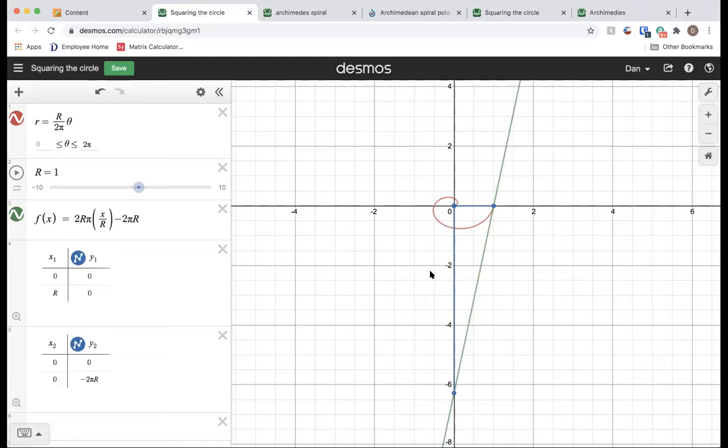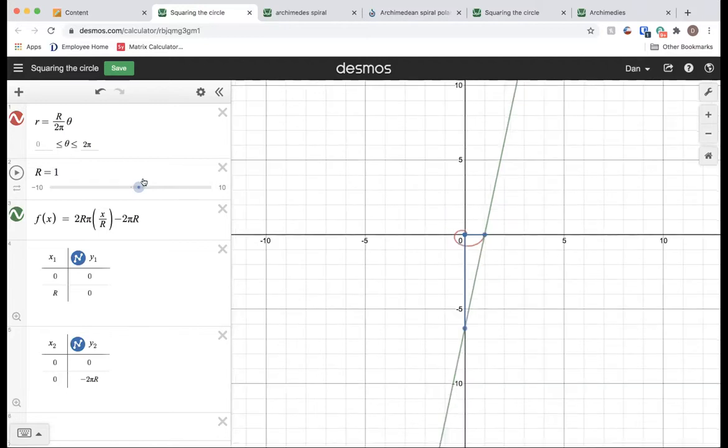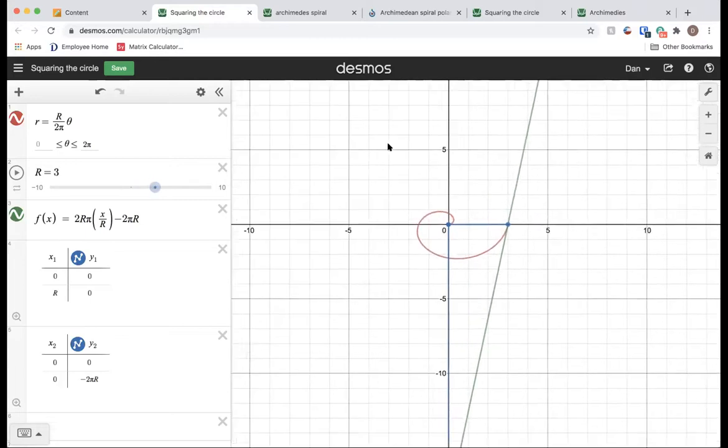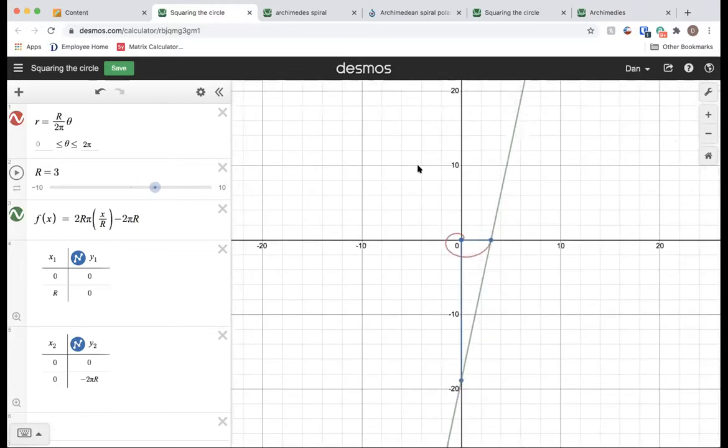Okay, and what I did is I made this so, I'm going to zoom out, just so if we vary the radius, we still have that relationship. And so if we want the radius 2, that would be the triangle whose area is equal to the circle of radius 2, and so forth. Okay, so we're going to do one of these for the trisection too.